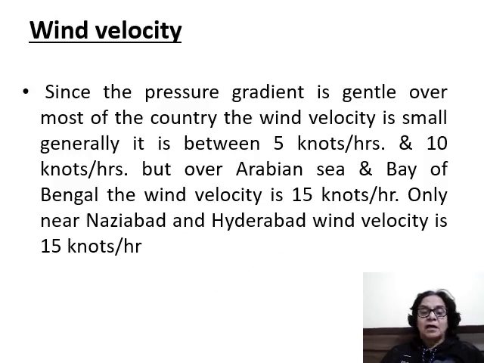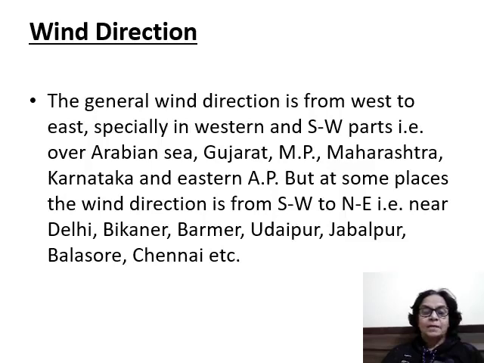Wind speeds on this day have been very low, that is 5 to 10 knots. In the Bay of Bengal, you can see it is up to 15 knots, and also near Hyderabad, it is around 15 knots. During the monsoon, wind speeds may sometimes exceed 25 knots, but on this day, it has not been recorded. General wind direction will be from the western side, and therefore westerly winds can be seen at various places over the Arabian Sea, but in some places it is from southwest to northeast near Delhi, Bikaner, and some other weather stations.